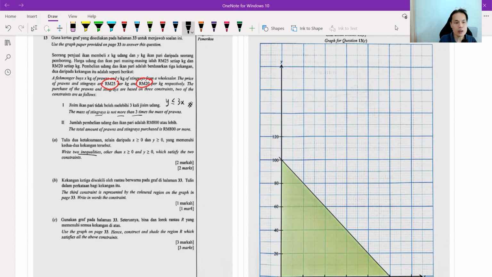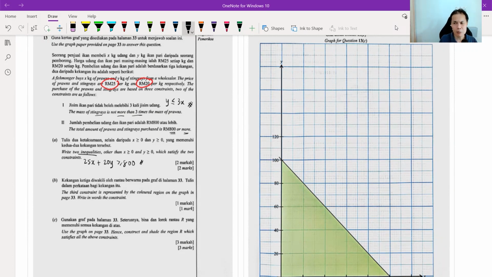Okay, second one, the total amount purchased is 800 ringgit or more. So you know, a kg of prawn is 25 ringgit, so 25 times x. 1 kg of stingray is 20 ringgit, so it's 20 times y. So that's the total amount you spend in purchasing the prawn and stingray, and this amount must be greater than or equal to 800. Now, actually, we can stop here.